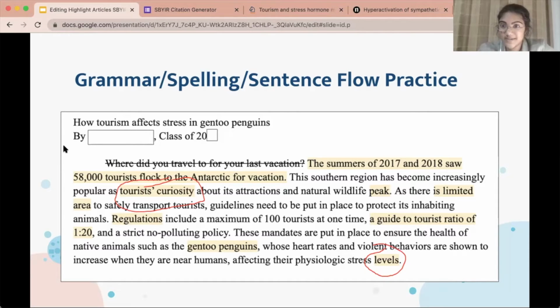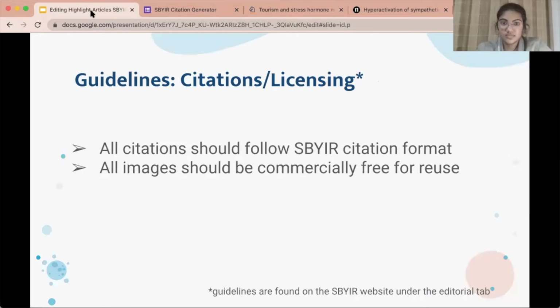So yeah, nice job, guys. Clear. Okay, nice job on editing that, guys.